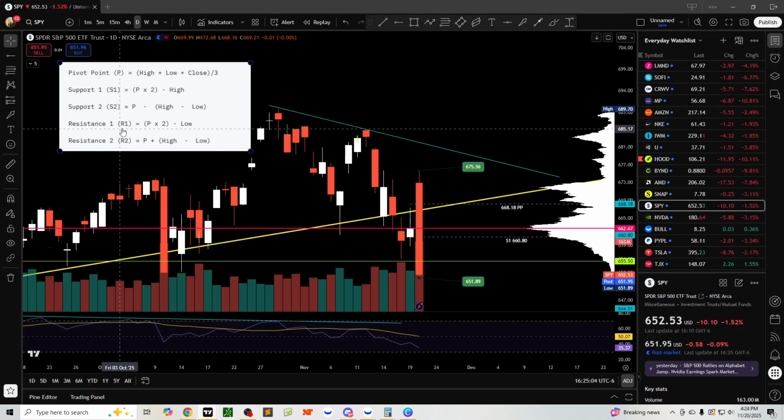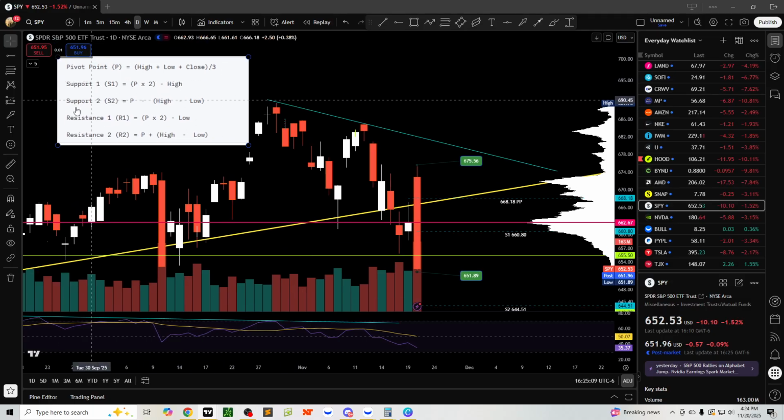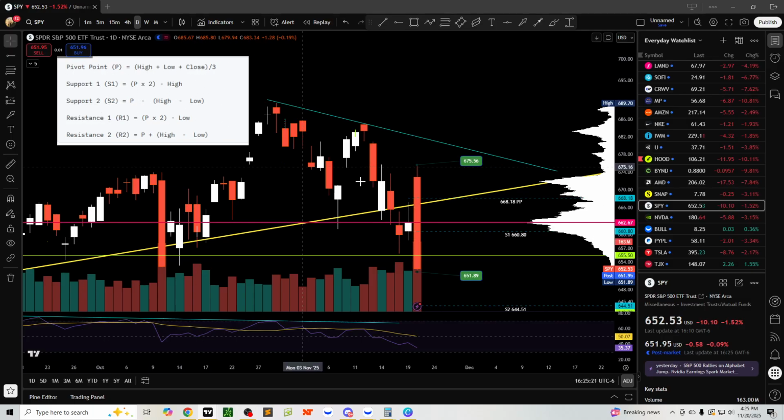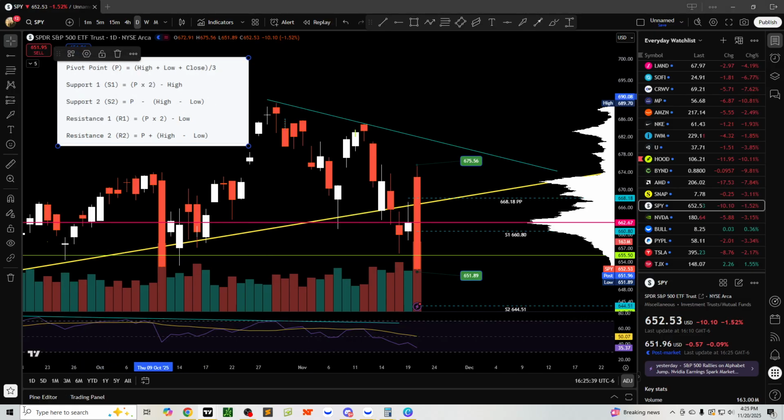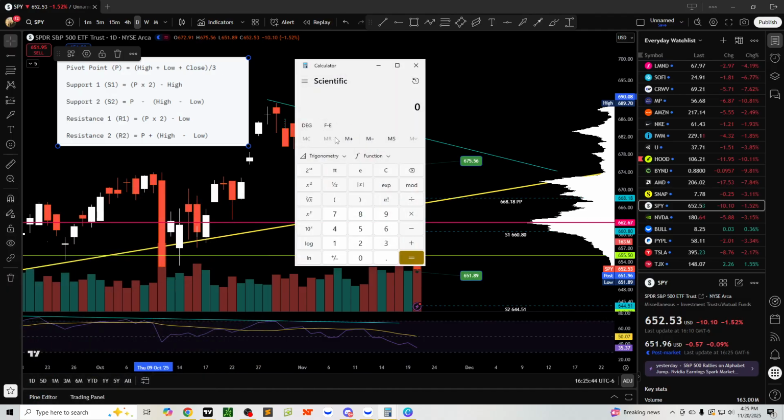All right, so support 2. And this is for tomorrow, guys, remember. So our support 2 is going to be our pivot minus high minus low in the bracket. So our pivot is 660.80. I'm not going to hit equal, but 660.80 is our pivot. All right, so support 2. Where'd my calculator go? So 660.80 minus high minus low. So 675 minus low, which is 651.89. Close your bracket.